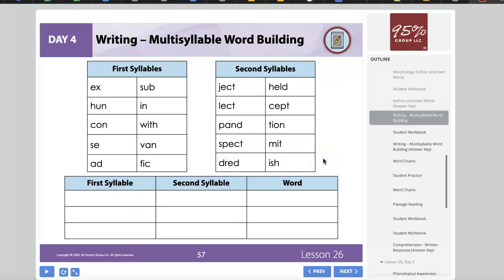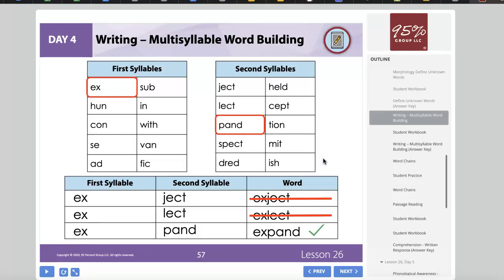All right, guys, we do this work all the time with our multisyllable words. So we're going to look at our first syllable, which is ex. All right, and then we're looking at our second syllable, ject. Is exject a word? It is not. What about exlect? It is not. What about expand? Expand is a word. Great job.